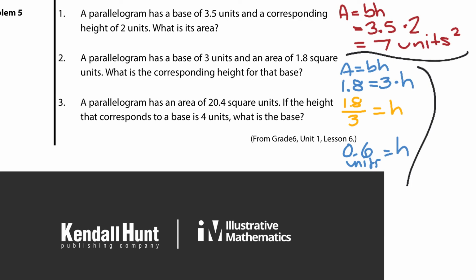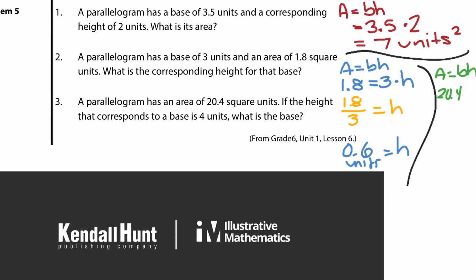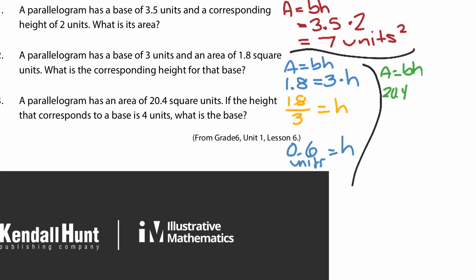And lastly, a parallelogram has an area of 20 4/10 square units. If the height that corresponds to a base is 4 units, what is that base? Well, we have 20 4/10 units for our area. Our base is, we don't know, and our height is 4 units. And so, if we were to take 20 4/10 and divide it by 4, that would get me my base, which is 5 1/10 units for that base.